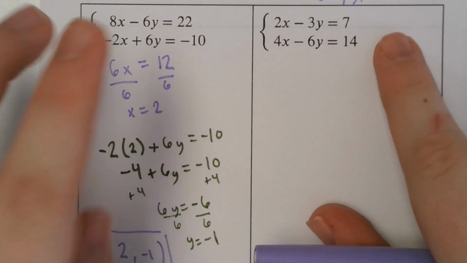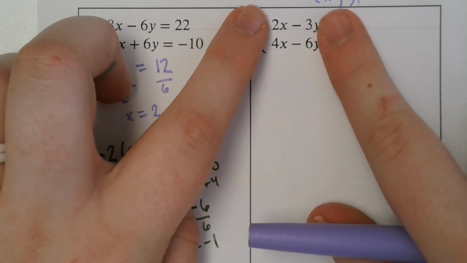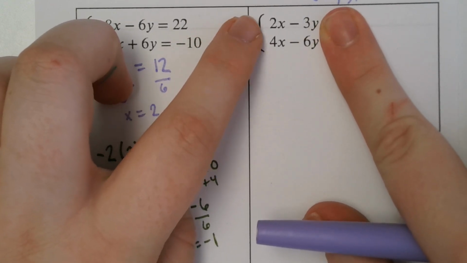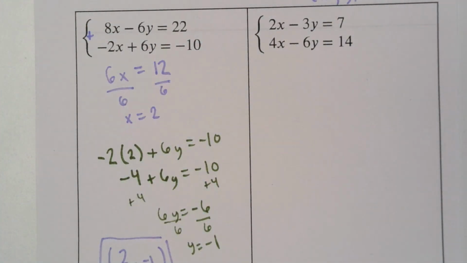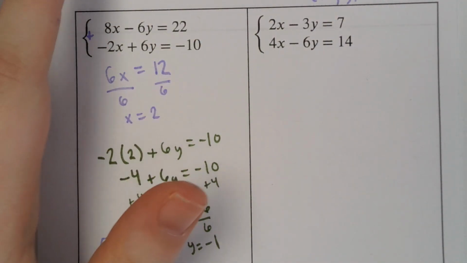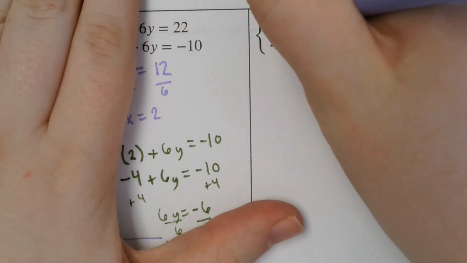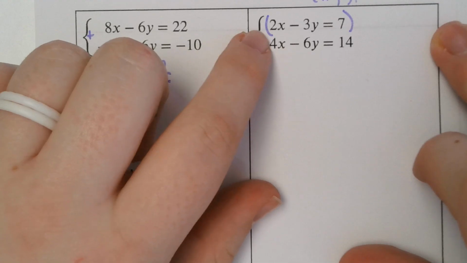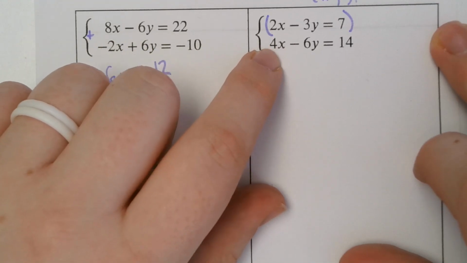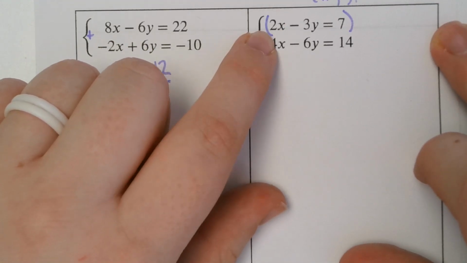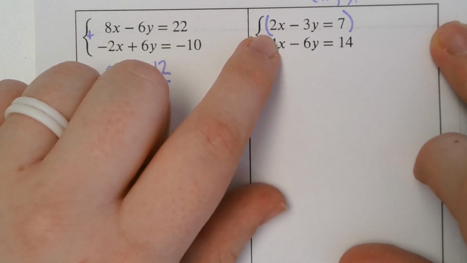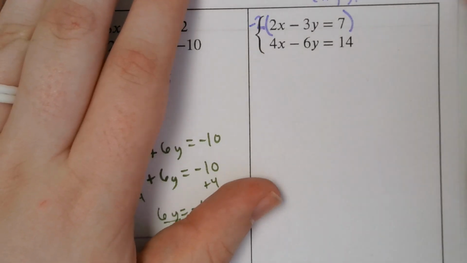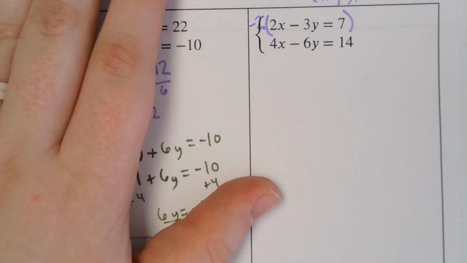Awesome. Okay, this one, looking right off the bat, are there any variables that'll cancel out? No, not yet. So we have to multiply either the top or bottom equation to get them to cancel out. So I'm going to multiply this top one. To get it to cancel, it has to be opposite of positive 4. So it has to be a negative 4. So what do we have to multiply 2 by to get negative 4? Negative 2. So we're going to multiply the entire equation by negative 2.